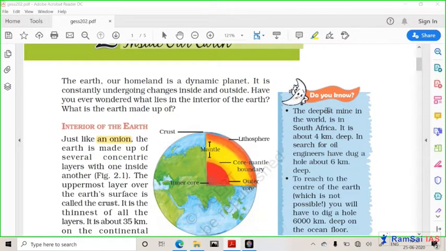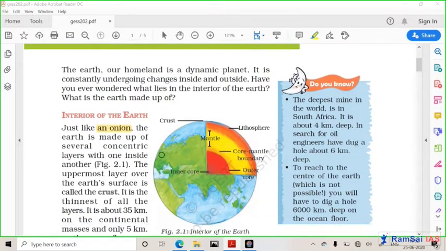Here you can see this is the earth, and if you look at an onion, how is it? It has peels, various layers. One layer after another layer after another, and finally when you reach the last layer, you still have a smaller layer inside. An onion is nothing but a combination of all its layers. Similarly, this earth is also like that onion. It has different layers.